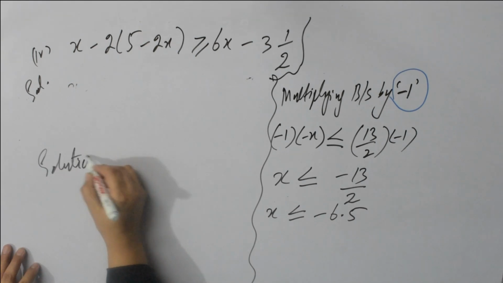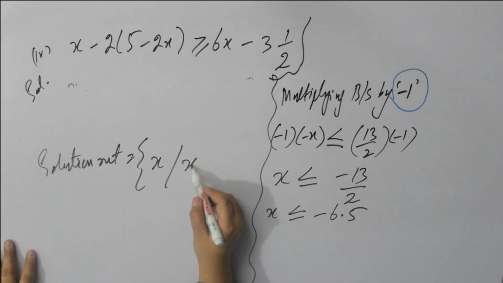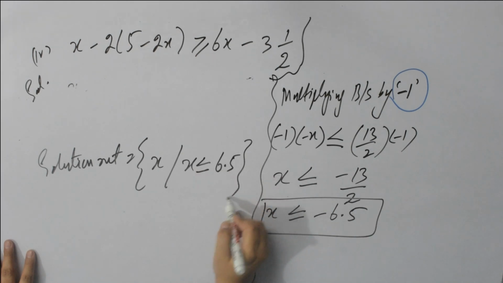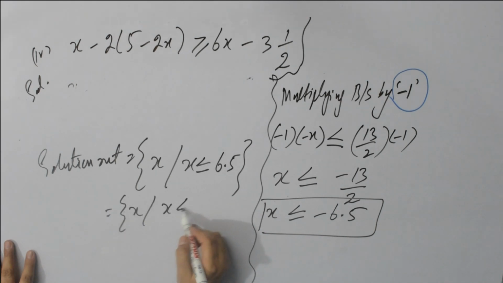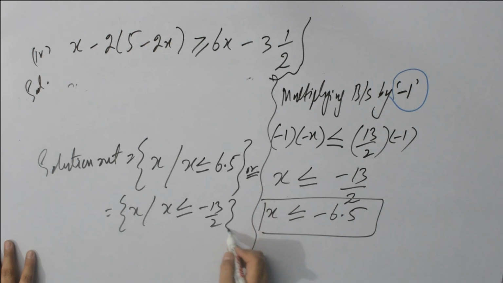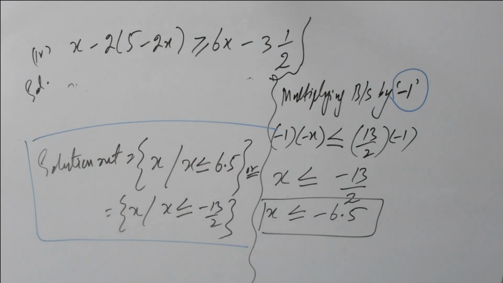So its solution set is x such that x as it is, less than or equal to 6.5 if you write it like this, or x such that x is less than or equal to minus 13 by 2. Both ways it is correct, either in the form of fraction or in the form of decimal. So this is your question number 1, its fourth part. I hope students it is clear to you. Now I am doing its fifth part.